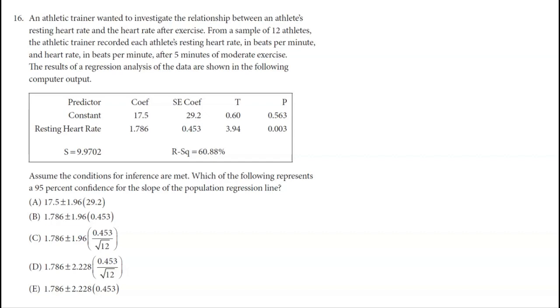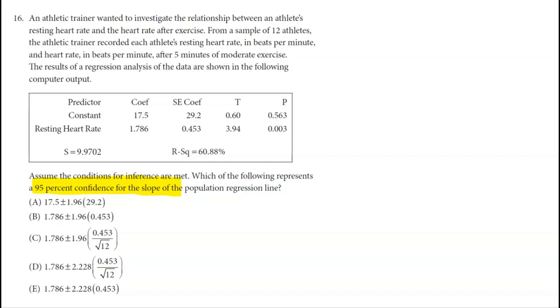All right, in this final problem here, an athletic trainer wanted to investigate the relationship between an athlete's resting heart rate and the heart rate after exercise. From a sample of 12 athletes, the athletic trainer recorded each athlete's resting heart rate in beats per minute and heart rate in beats per minute after 5 minutes of moderate exercise. The results of the regression analysis are shown in the table below. So again, another one of these computer output tables that has everything I need in it. And of course, they want me to construct a 95% confidence interval for the slope.